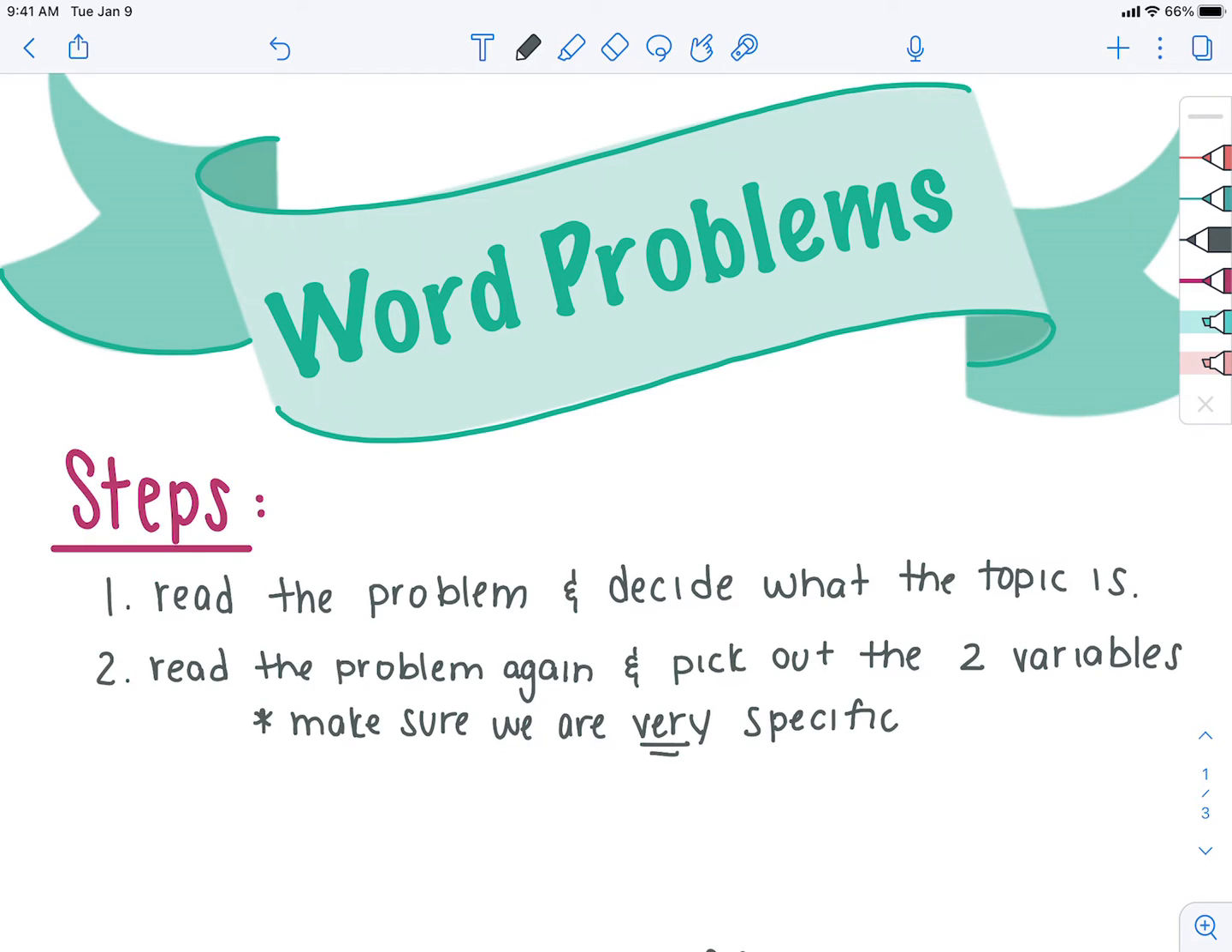Then once we do that, we're going to write equations. We're going to solve the system. And then we're going to go back, read the question again, and make sure we actually answer what the question is asking.